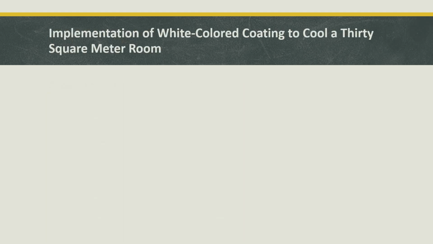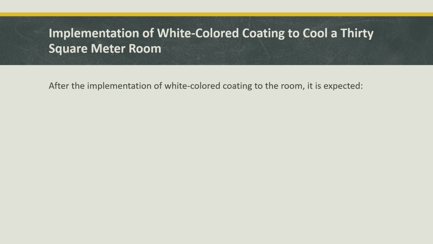Implementation of white-colored coating to cool a 30 square meter room. After the implementation of the white-colored coating to the room, it is expected for the room temperature to reduce by 5 degrees Celsius.